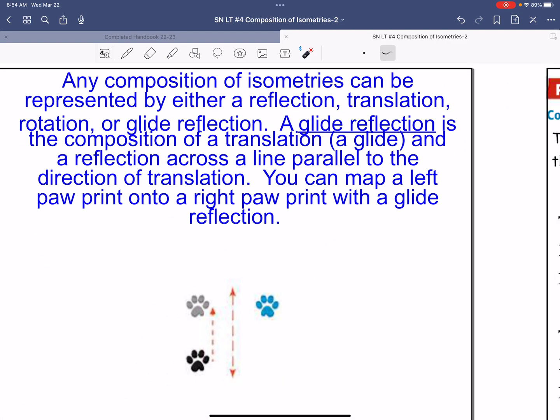Any composition of isometries can be represented by either a reflection, translation, rotation, or a glide reflection. A glide reflection is a composition of a translation, which is a glide, and a reflection across the line. So you can see the glide and then reflect.